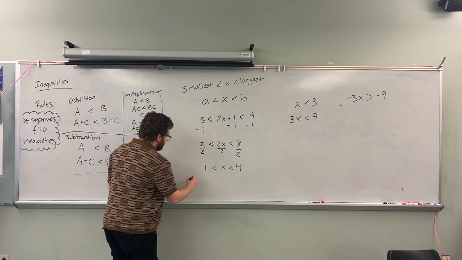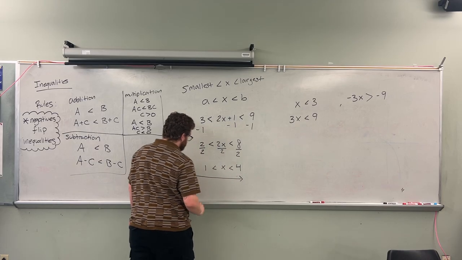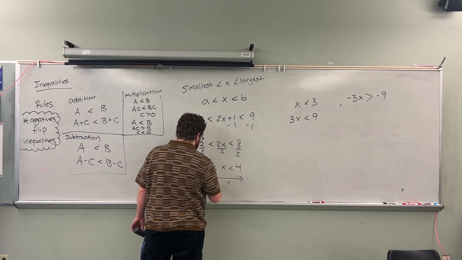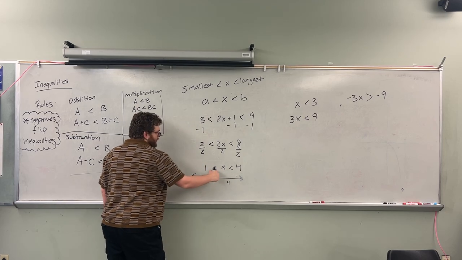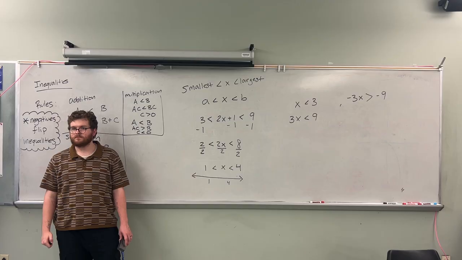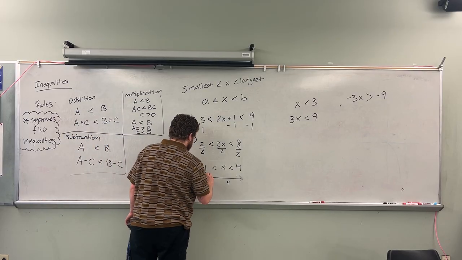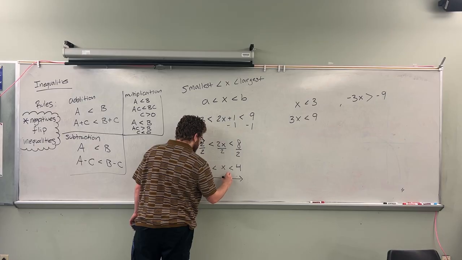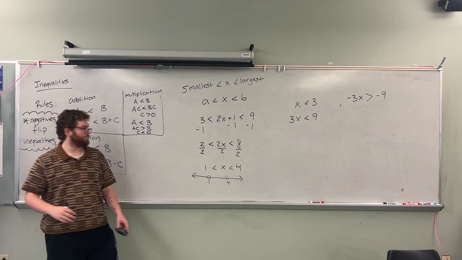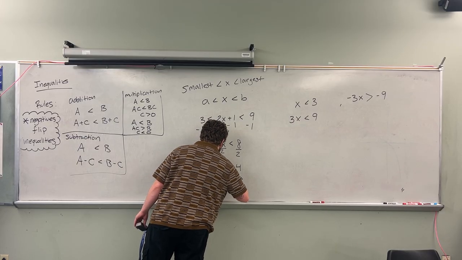So then putting this on the number line, I go to the 2 points I'm interested in, which are 1 and 4. Since I have strictly less thans, am I going to have open or closed circles? Open, because I don't have equality. And then I shade in everything between them. So x is everything that exists between these 2 circles.